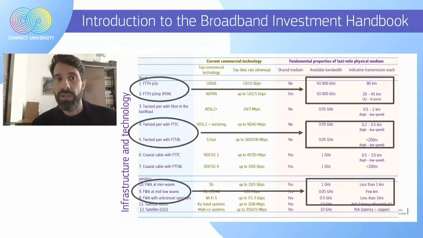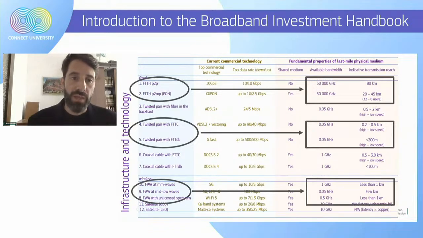It's like building a motorway or building a small road. You can have a more or less effective car, but the car will only be able to drive as fast as the road allows. And then the third group of solutions is FWA.